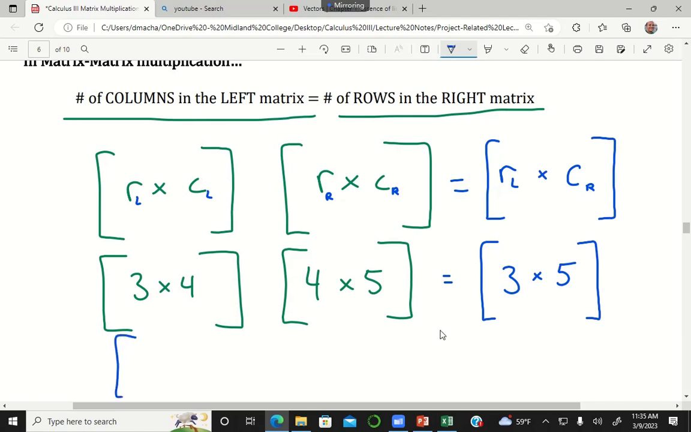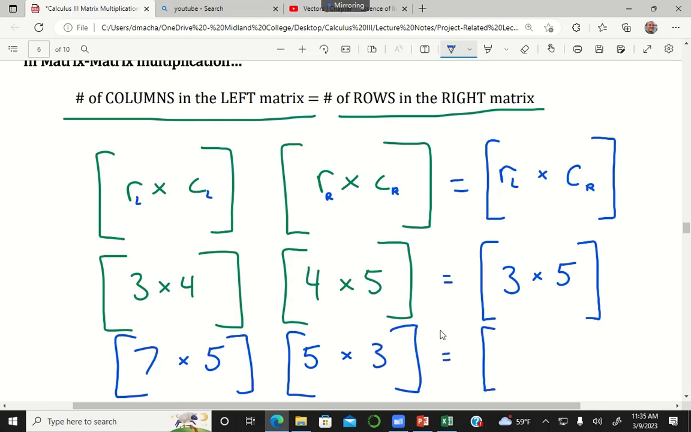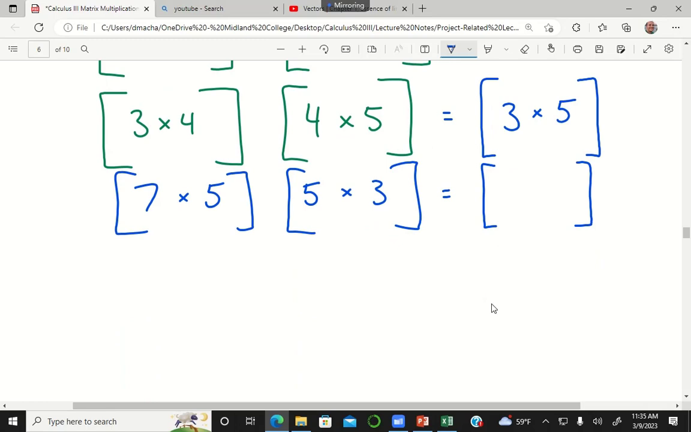So let me give you an example. If this matrix is 7 by 5, and this matrix is 5 by 3, then what are the dimensions of my product matrix? 7 by 3. Yeah, it would have to be 7 by 3. And also, this works because 5 columns and 5 rows matches up. And so that is going to work for matrix-matrix multiplication. Okay?